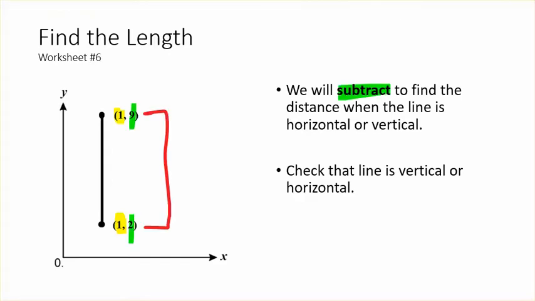To find that distance, we are going to subtract. Distance or length is always a positive number. So start with the biggest one first. So our distance will be 9 minus 2, which again is 7, because from 2 to 9 is a difference of 7.